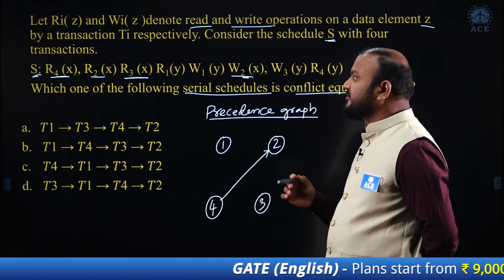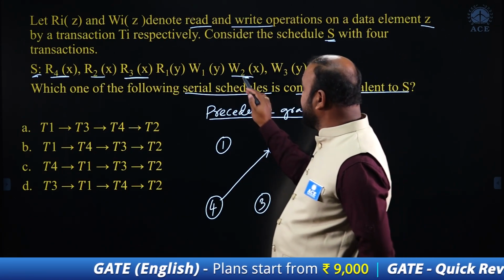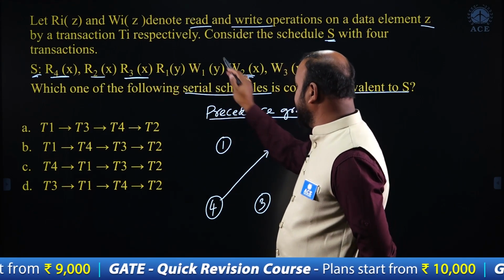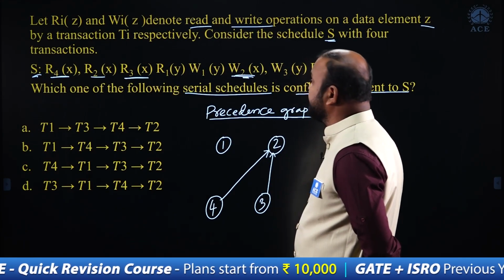R3X is going to conflict with write X of other transaction. Here write 2X is there. R3X, write 2X. Means we have a conflict from 3 to 2. Draw an edge from 3 to 2.